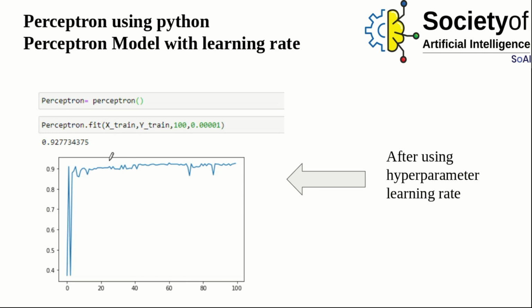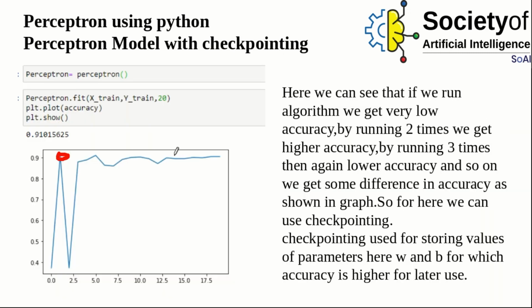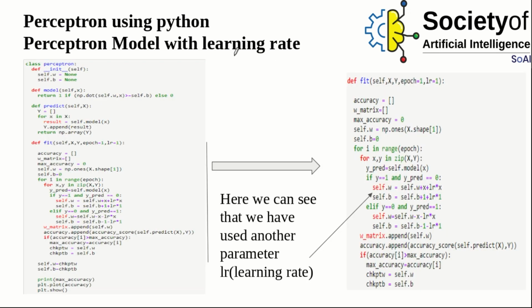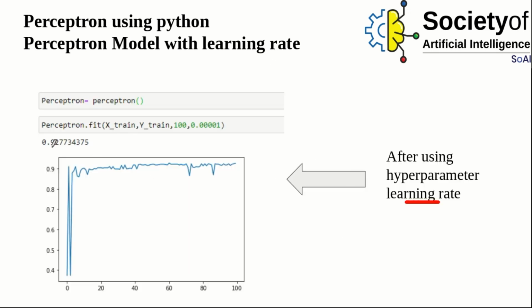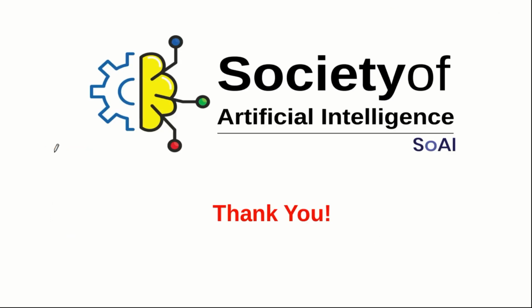As you can see, our accuracy after using this learning rate hyperparameter went up. It went to around 0.92, or around 92 percent. As we can see from here, it was 91 percent when we used our checkpointing method. Now once we have used this learning rate hyperparameter, it went to 92%. So such things help us to increase our accuracy.